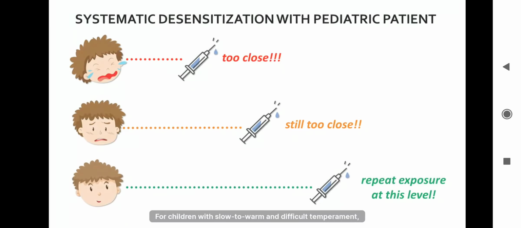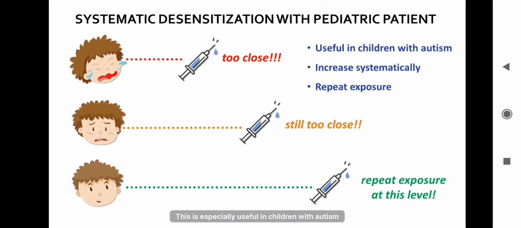For children with slow to warm and difficult temperament, planning for systematic desensitization can allow for the accomplishment of tasks that were impossible before. This is especially useful in children with autism, who thrive on repetition and routines. By introducing incremental and repeated exposure of stimuli related to a procedure, a child can be desensitized to a point where the procedure can be performed.